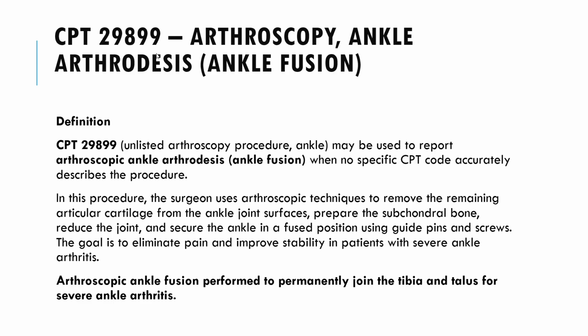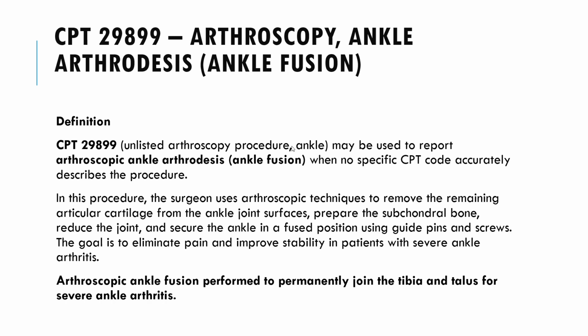Next we have CPT 29899. This is for the ankle arthrodesis, that is the ankle fusion. So for ankle fusion, you can code 29899. Okay. So arthrodesis means fusion. Arthro means joint. Okay. Joint fusion. Desis means fusion.